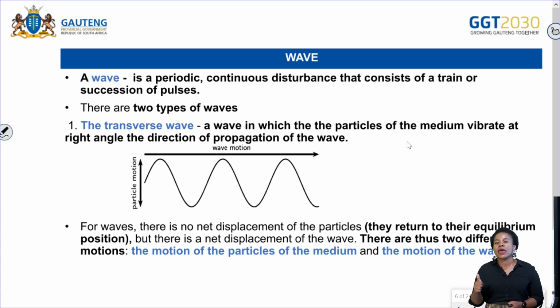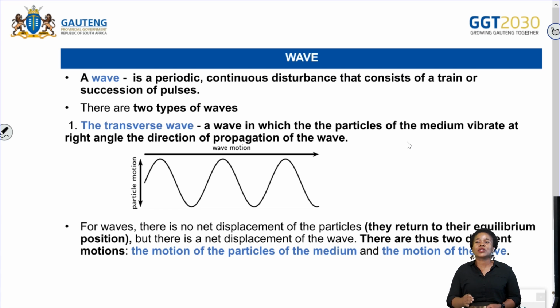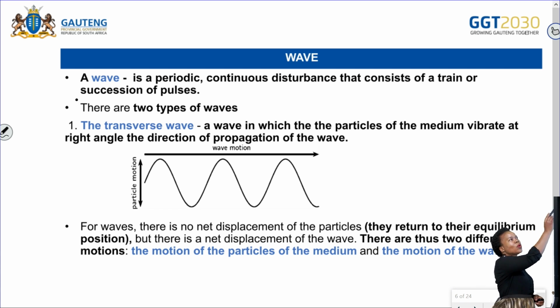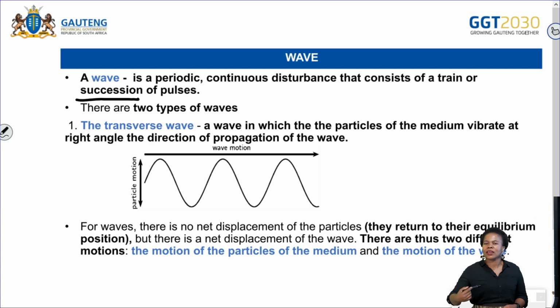Now, how is a pulse different from a wave, you may ask yourself. A wave is a periodic, continuous disturbance. You're not only just a single disturbance, but now it's a continuous disturbance that causes a train of successive pulses. So you've got a pulse, another pulse, another pulse. It's no longer just one pulse moving from one position to another position, but now it's a continuation of these single disturbances causing a train of succession of pulses. The word succession means one after another, one after another. So now creating this periodic continuous disturbance in that medium.